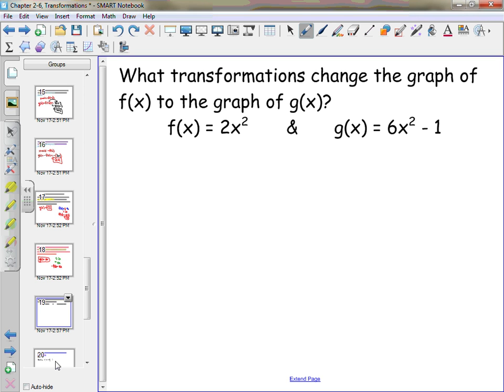What transformation changed the graph of f of x to the graph of g of x? So what do you think happened? How did I get the 2x to change into a 6x? What did I do? I multiplied by 3, so I have a stretch of 3 to get the 6x. And then what did I do with the minus 1? How did I get that? I moved down 1 unit. So I took f and I stretched it by 3, and then I moved it down 1 unit. Do we see that?